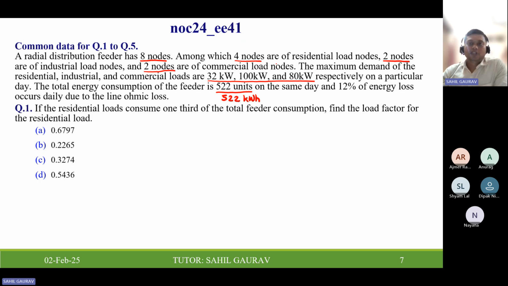So they have given the individual maximum demand for the residential, industrial, and commercial loads as 32 kilowatt, 100 kilowatt, and 80 kilowatt. Now in the first problem, they are asking that if the residential load consumes 1/3 of the total feeder consumption, find the load factor for the residential load.